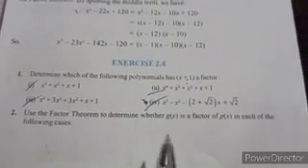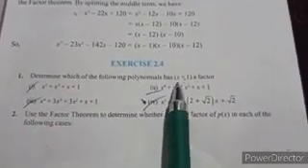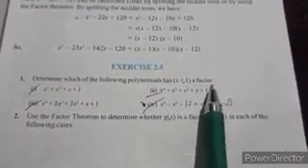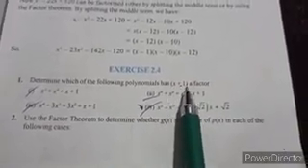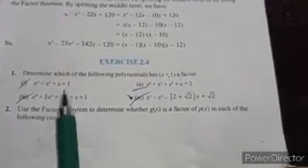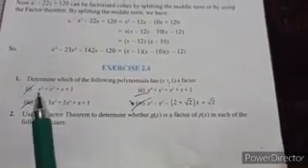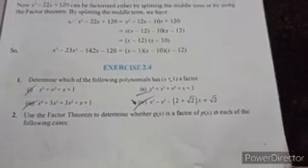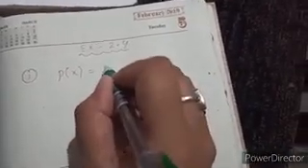Here, if you see the first question: determine which of the following has x plus 1 as a factor. How to check whether it is a factor or not? You have to go for the remainder theorem. In each polynomial you have to replace x with minus 1, the opposite sign. If you get the remainder to be 0, that means x plus 1 is a factor of that given polynomial.